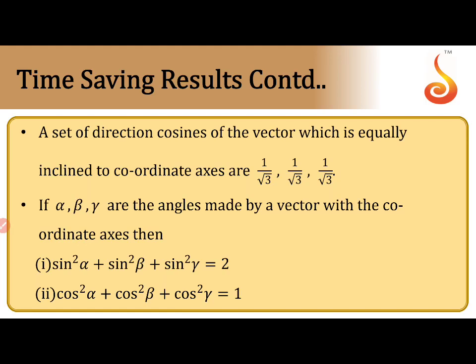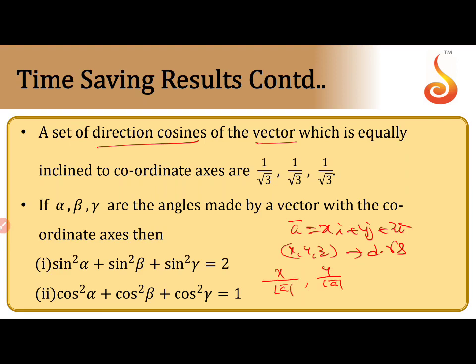Next, a set of direction cosines of a vector which is equally inclined to the coordinate axes is 1 by root 3, 1 by root 3, 1 by root 3. So DRs are 1, 1, 1, and DCs are 1 by root 3, 1 by root 3, 1 by root 3. Now the direction cosines of a vector: generally a vector is A bar equals xi plus yj plus zk. So x, y, z are the i, j, k components, which you can call DRs. What do you call DCs? X by modulus A, y by modulus A, z by modulus A gives the DCs of a vector.